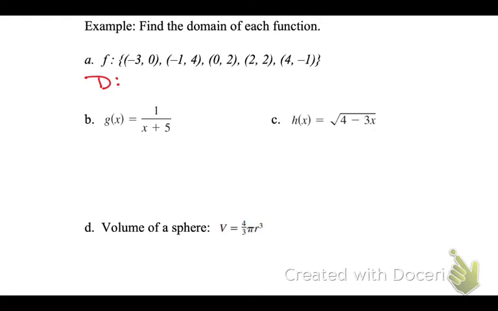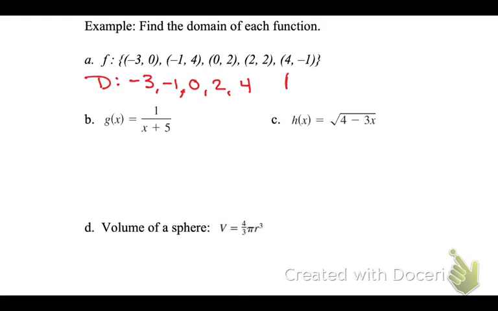It's just a list of numbers, guys. What are the x values? Least to greatest. -3, -1, 0, 2, and 4. That's just a list because they gave me a list, correct?